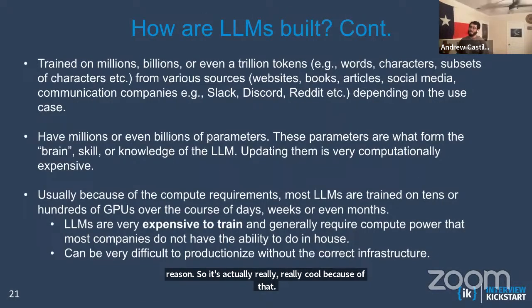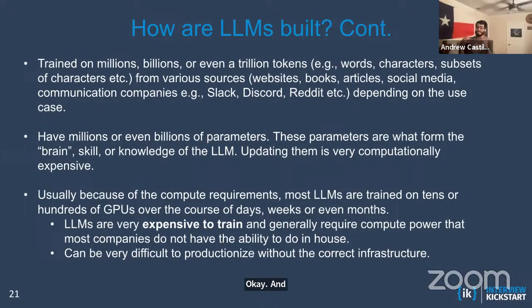Okay. And because of that, these NLP models need to be trained on tons and tons of data. There's a ton of information that needs to happen. If you read the research, there are papers that are trained on millions, billions, or even trillions of tokens. I know the latest versions of Llama and Falcon in particular have been trained on trillions of tokens, whether that be words, characters, subsets of characters, things like that. And they're trained from various sources, things like books, social media, and communication companies like Slack, Discord, Reddit, things like that.